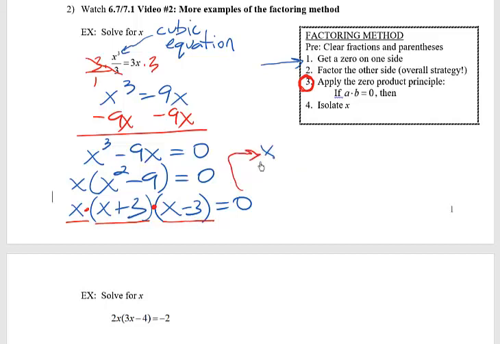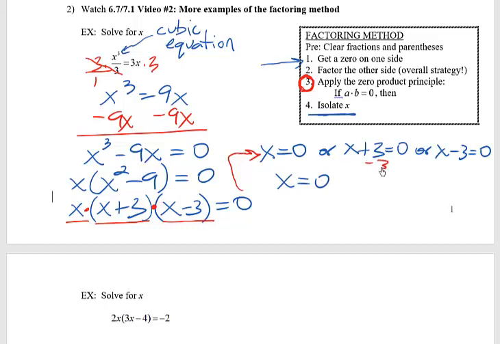Maybe the x is 0, or maybe the x plus 3 is 0, or maybe the x minus 3 is 0. I write down all the possibilities, and then I can isolate x in each case. You'll notice that in this problem, I'm going to end up with 3 answers. This x is already isolated, the 0. In the second one, I would subtract 3 from both sides.